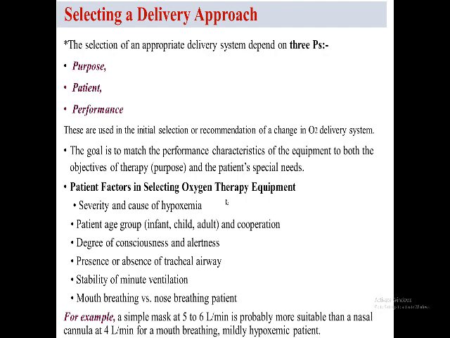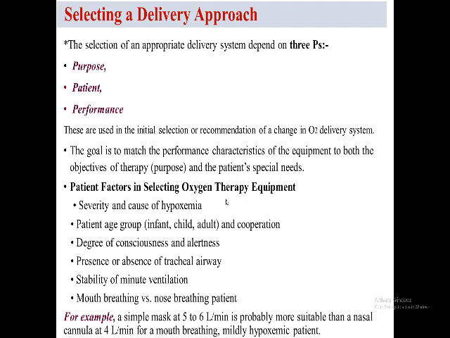Before giving oxygen, you should ask yourself 3 B's. What is the purpose of giving oxygen? Who is the patient I'm dealing with? Which performance do I need? These are used in the initial selection or recommendation of a change in oxygen delivery. The goal is to match the performance characteristic of equipment to both the objective of therapy and the patient's specific need. Patient factors in selecting oxygen therapy: severity and the causes of hypoxemia.